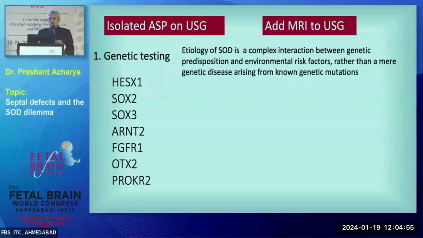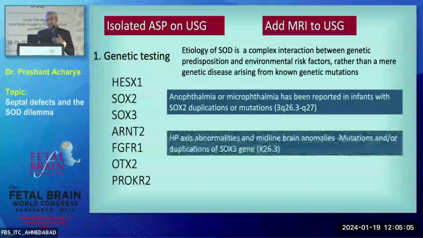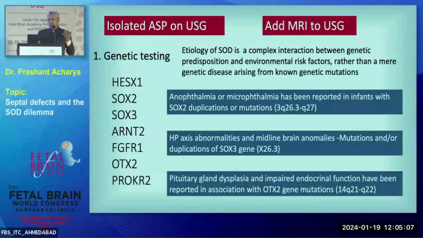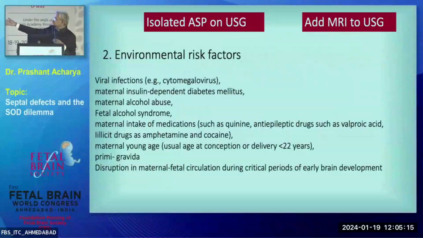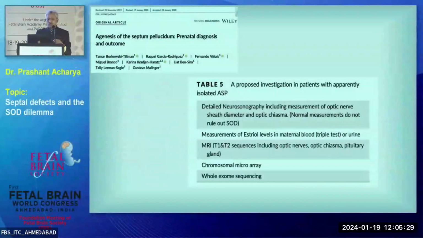Once you have isolated cases of ASP on ultrasound, you are adding genetic testing, because there are at least these many genes you need to ask about, for example anophthalmia and associations with various genes which are going to be different with the different malformations. Other environmental factors, there is a whole list of them: infection, maternal insulin-dependent diabetes. That means the more the causes, the more my investigations. The umbrella becomes bigger, so there is a whole load of investigations you should be looking at.